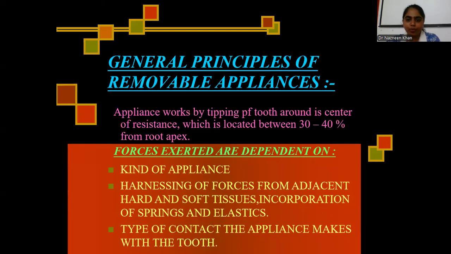General principle of removable appliances: appliances work by tipping of the tooth around the center of resistance, which is located between 30 to 40% of the root apex. The forces exerted depend on the kind of appliance, type of movement, type of contact, and type of tissue surrounded by the tooth or spring and plastic.